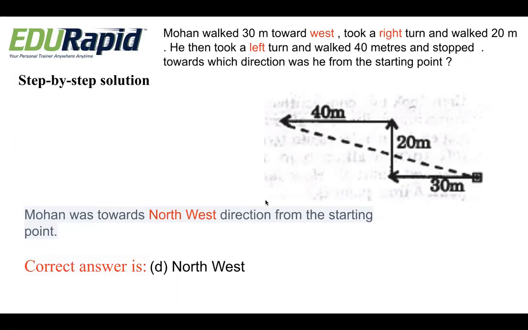So the question is, towards which direction was he from the starting point? So from the starting point, he is actually going northwest. This is a cardinal direction from this point.